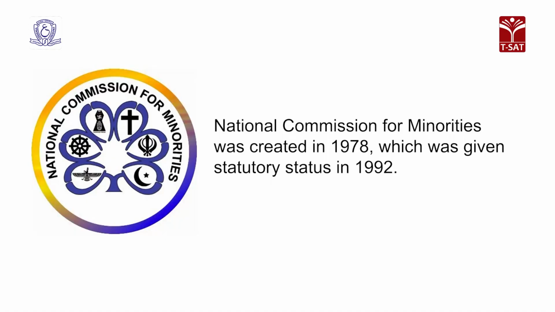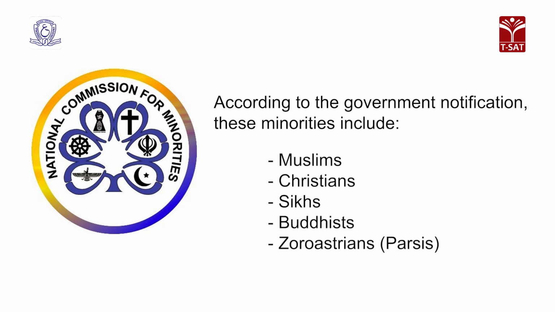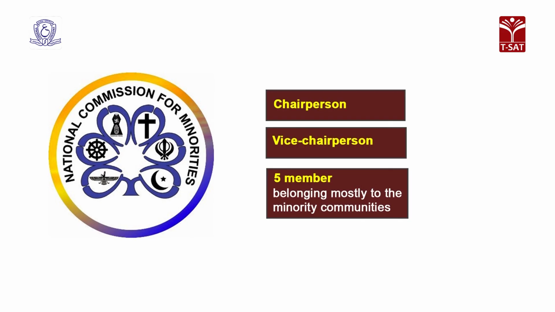Now, we talk about the National Commission for Minorities, that is NCM. With a view to ensuring effective enforcement of the implementation of constitutional provisions relating to minorities, a National Commission for Minorities was created in 1978, which was given statutory status in 1992. According to the government notification, these minorities include the Muslims, Christians, Sikhs, Buddhists and Zoroastrians. NCM consists of a chairperson, a vice chairperson and 5 members belonging mostly to the minority communities. The chairperson and members hold office for 3 years.